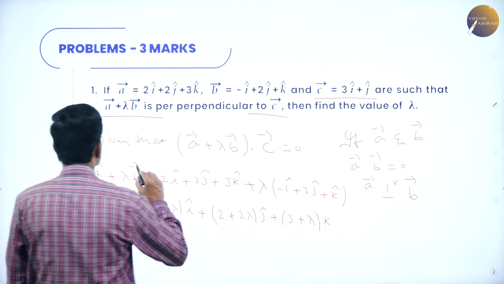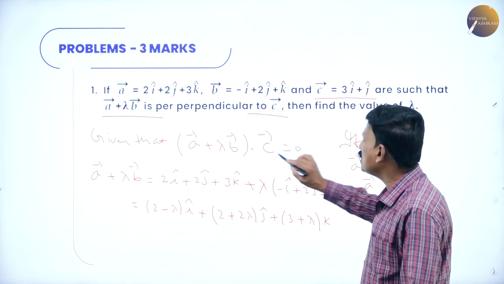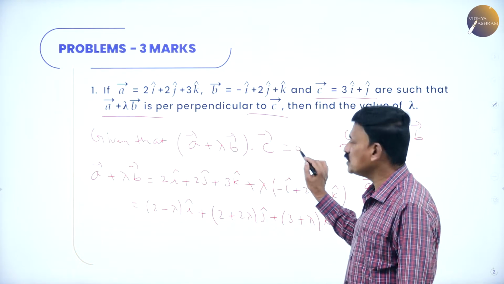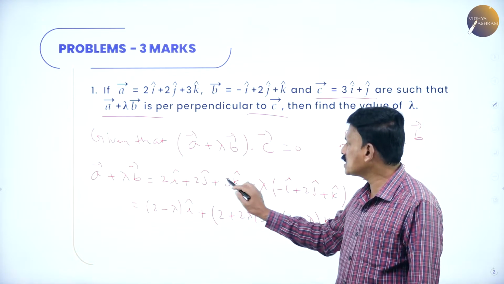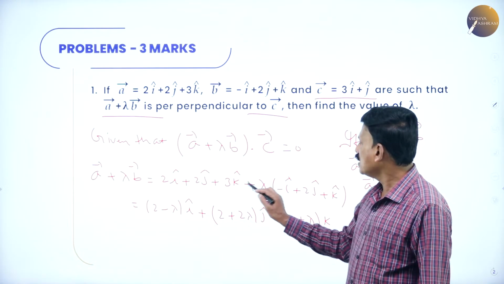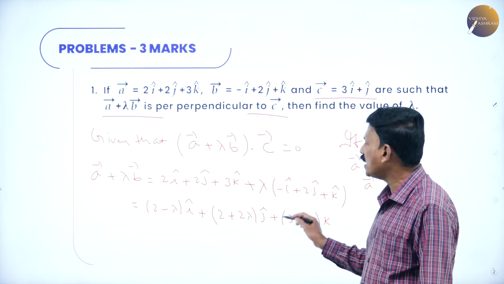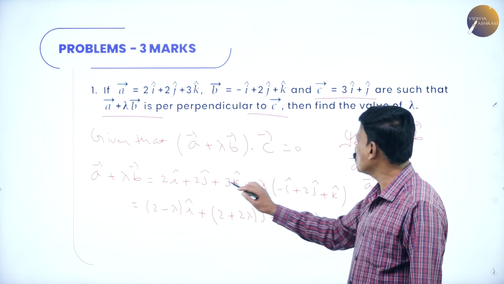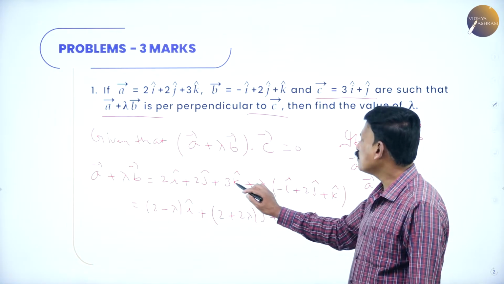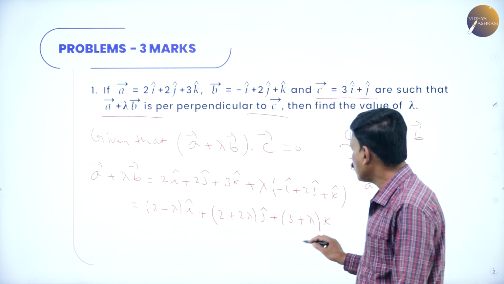Given that vector a plus lambda b is perpendicular to vector c, it means (a plus lambda b) dot c is equal to 0. Just find out a plus lambda b. Vector a is this, plus lambda into vector b. Multiply it: minus lambda i plus 2 lambda j plus lambda k. Add it: 2 minus lambda i, plus the coefficient of j is 2 plus 2 lambda into j, plus the coefficient of k is 3 plus lambda into 1, which is lambda k.